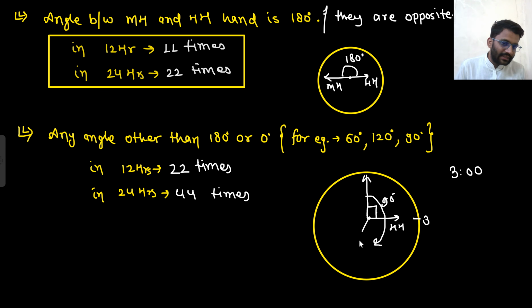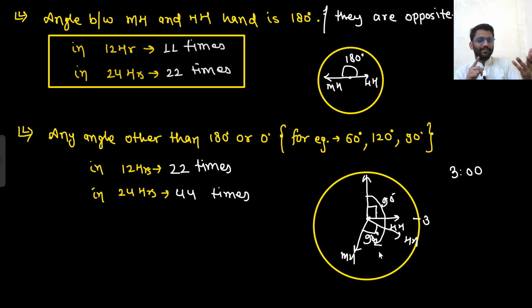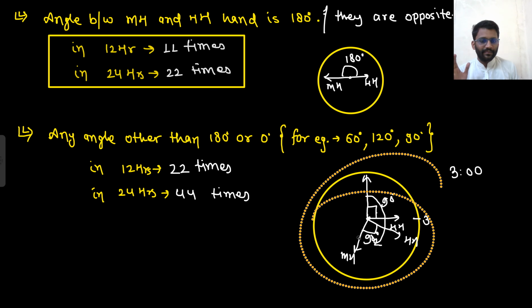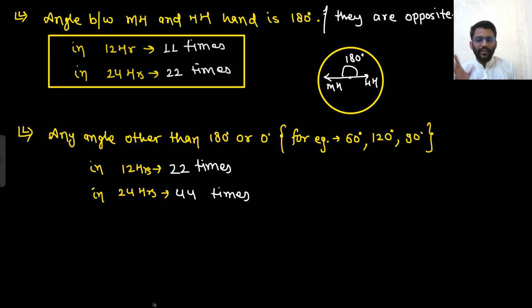So after some time, this minute hand would have been somewhere here and hour hand would have been somewhere here, and again it would make an angle of 90 degree. So every angle is made twice. So in 12 hours it would be 22 times and in 24 hours it would be 44 times. Well and good.